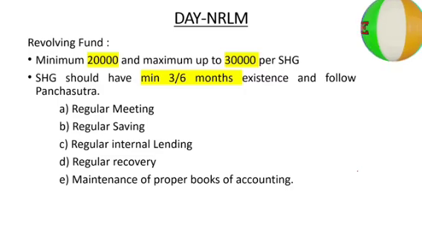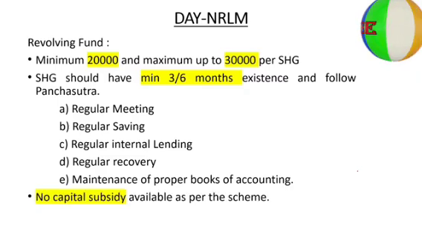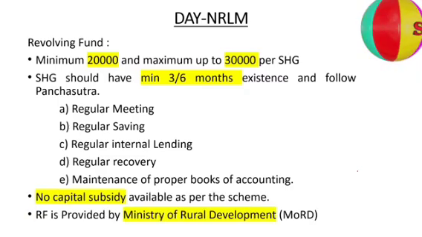It can again be asked in the exam which of the following is a Panch Sutra or which is not a Panch Sutra. So what are the 5 Panch Sutras? Regular meeting, regular saving, regular internal lending, regular recovery, regular maintenance of proper books of accounts. No capital subsidy is available in this scheme. And this revolving fund is provided by the Ministry of Rural Development. This question can be asked: MoRD, Ministry of Rural Development.